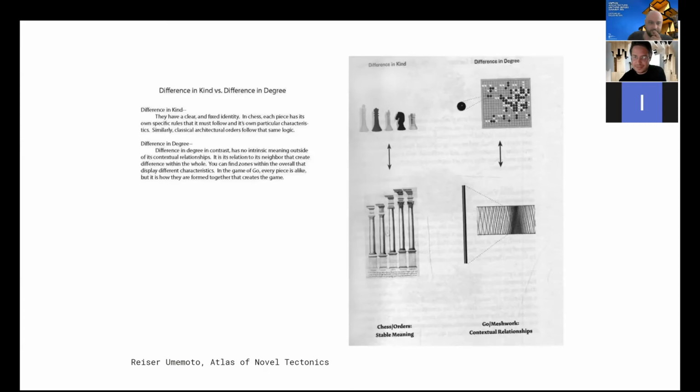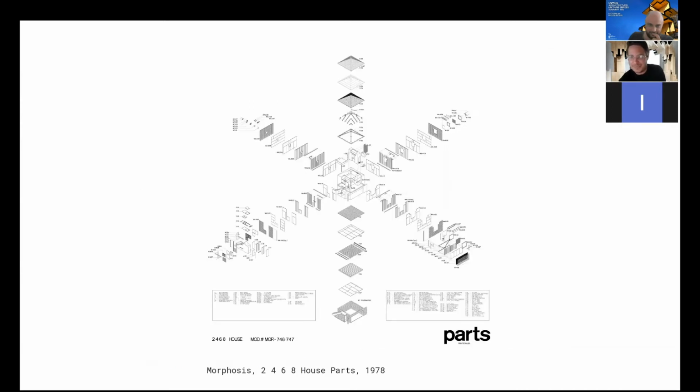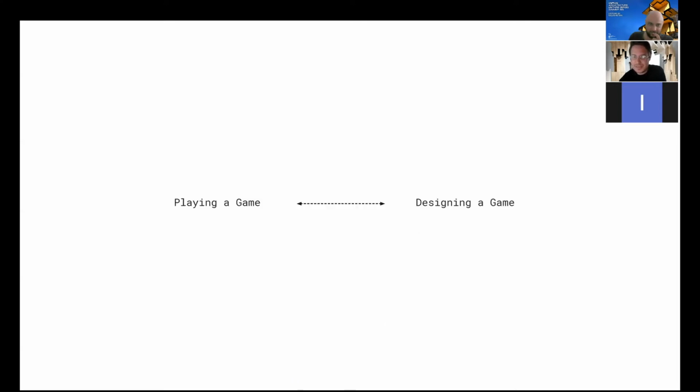You could say, what kind of game do we want to play in architecture? Do you want to play chess or do you want to play Go? That is the interesting question. And then of course you can play a game with an AI or with an automated process. But first the question is, what kind of game do we want to play?